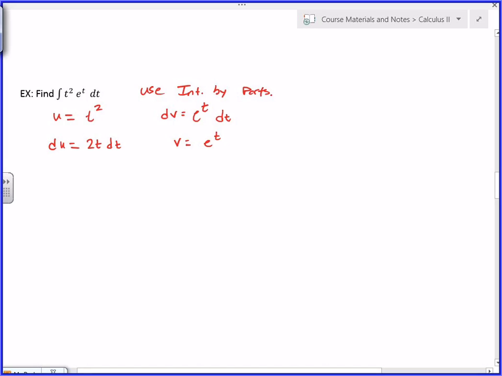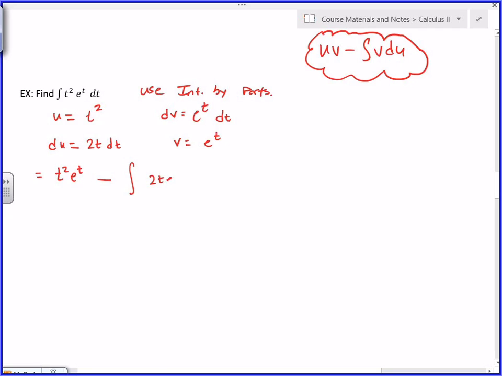All right, so this becomes uv minus integral v du. Thinking that over and over again. uv would be t squared e to the t minus the integral of v du, so 2t e to the t dt. I just rearranged it, but it's still just e to the t times 2t. Okay? Is that simpler?